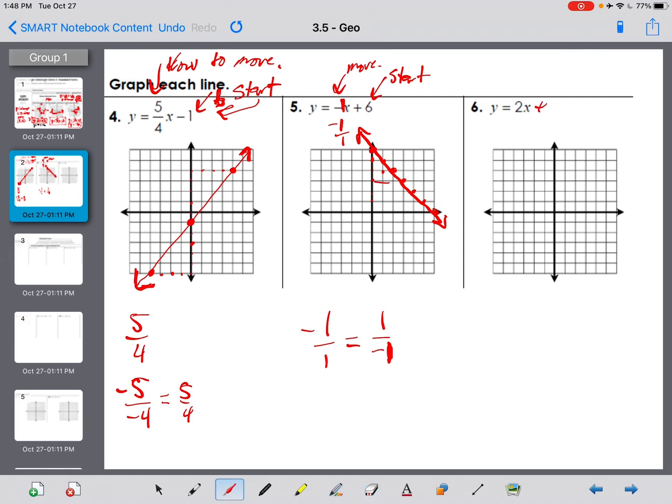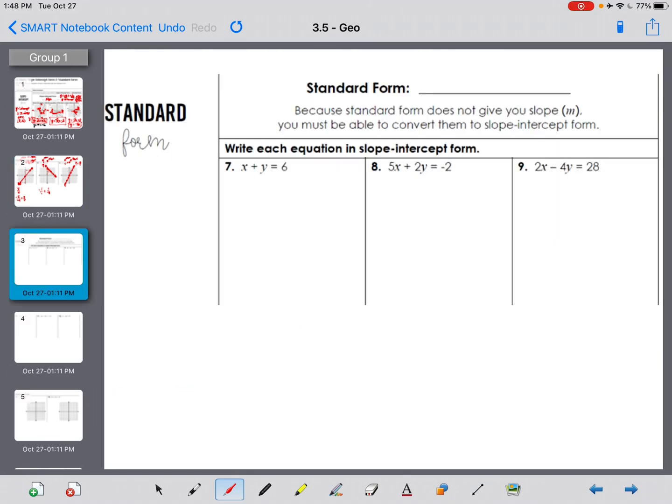Now here's 6, a little surpriser. Remember, if there's nothing behind it, you can always say, add 0. That's where I start. This is how I move. It needs to be a fraction. So start at 0, up 2 over 1, up 2 over 1, up 2 over 1. And 2 over 1 is the same thing as -2 over -1. I can go down 2, back 1, down 2, back 1, down 2, back 1. And I connect all the dots. The more dots you have, the easier it is to draw the line.